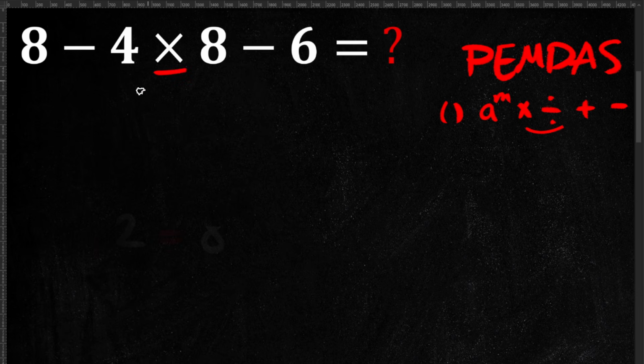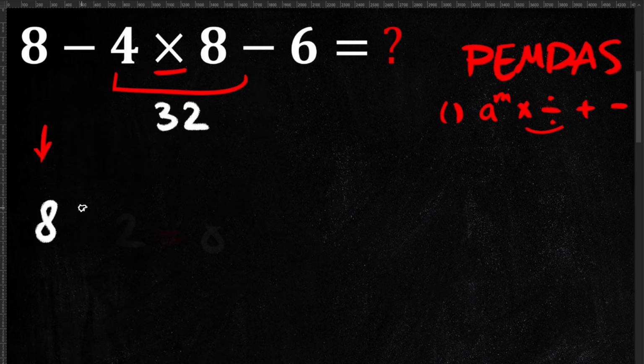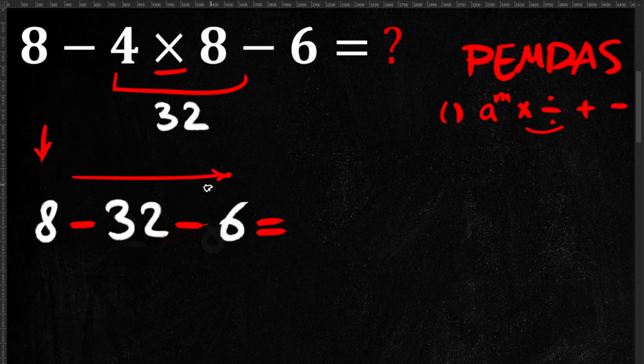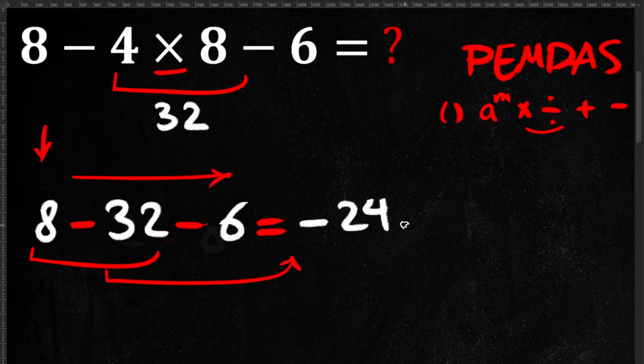The multiplication comes first. 4 times 8 equals 32. Now the expression becomes 8 minus 32 minus 6. Next, we work from left to right. 8 minus 32 equals negative 24. Negative 24 minus 6 equals negative 30. And that's the final answer. The correct answer is negative 30.